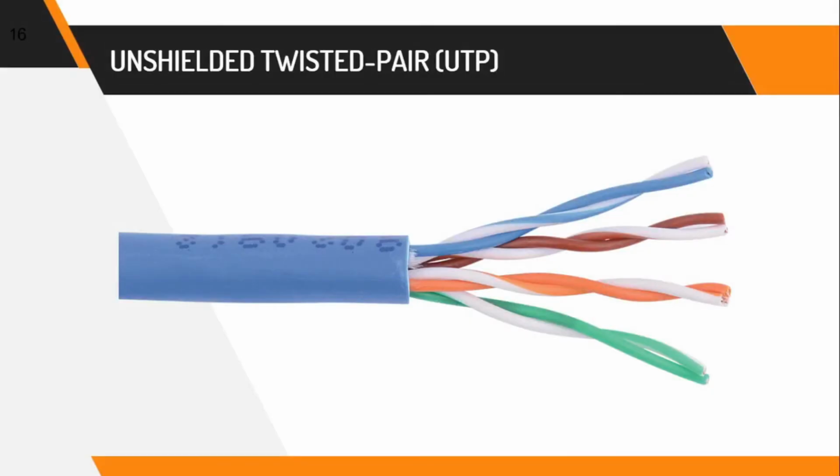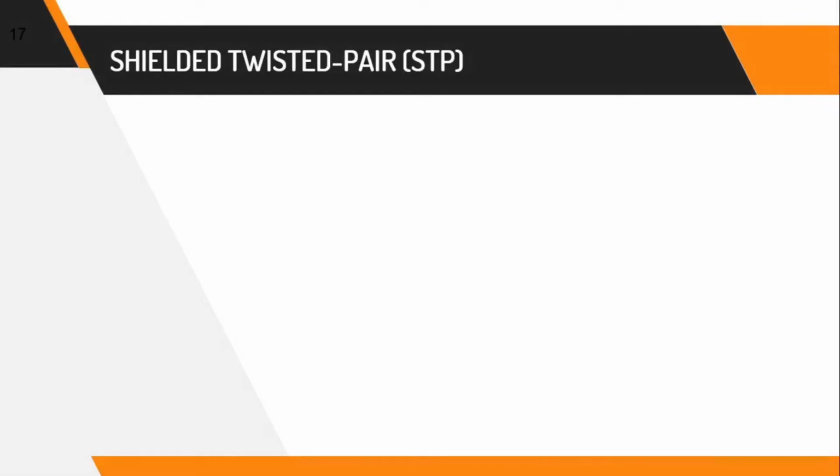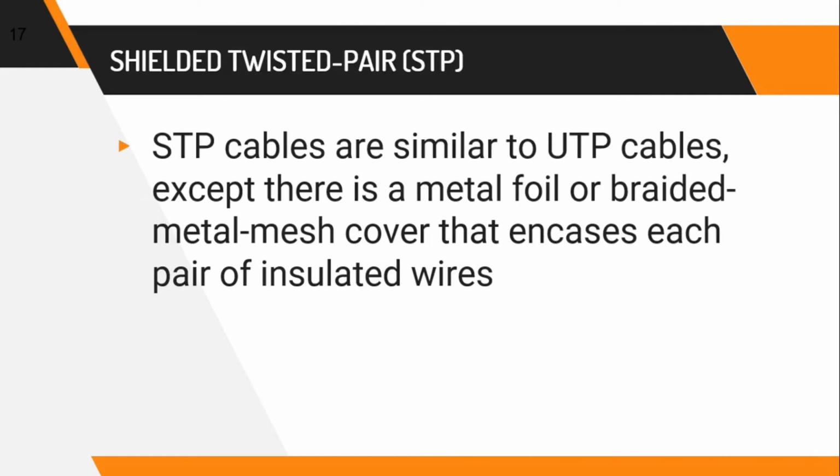This is another example of our UTP cable. Shielded twisted pair. STP cables are similar to UTP cables, except there is a metal foil or braided metal mesh cover that encases each pair of insulated wires.